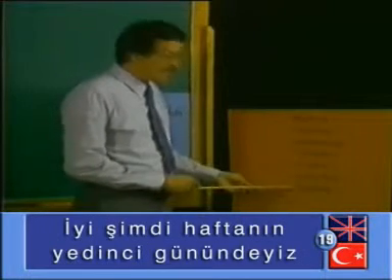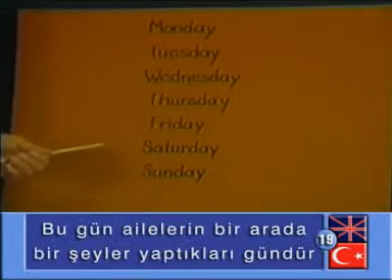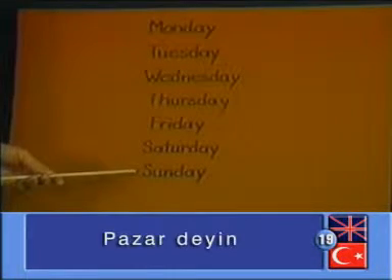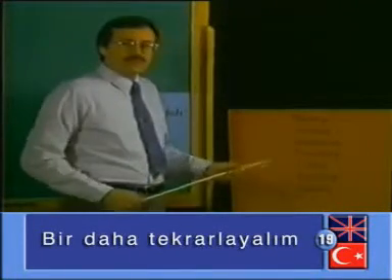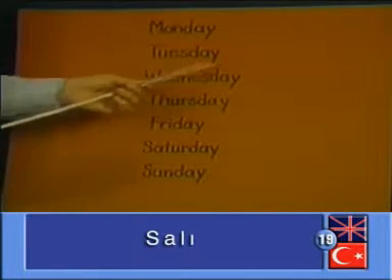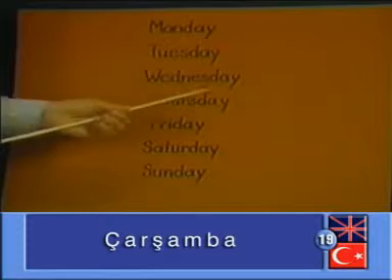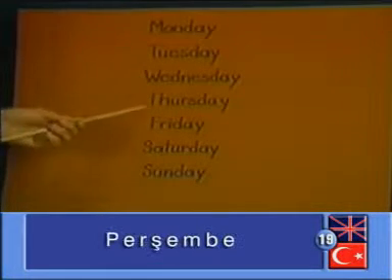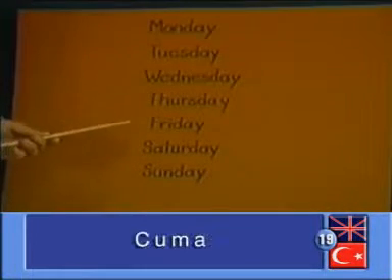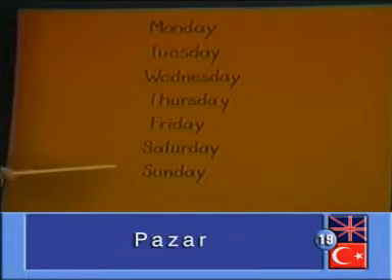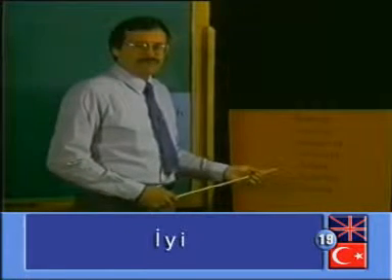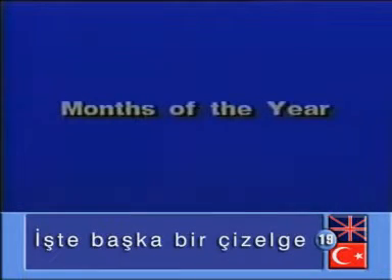Good. And now we're at the seventh day of the week, Sunday. This is the day families do things together, sometimes go to church. Say Sunday. Good. You know all the days. Let's repeat them one more time. Monday, Tuesday, Wednesday, Thursday, Friday, Saturday, Sunday. Good. Here's another chart.